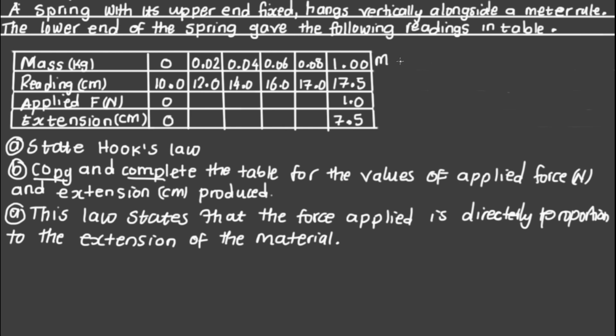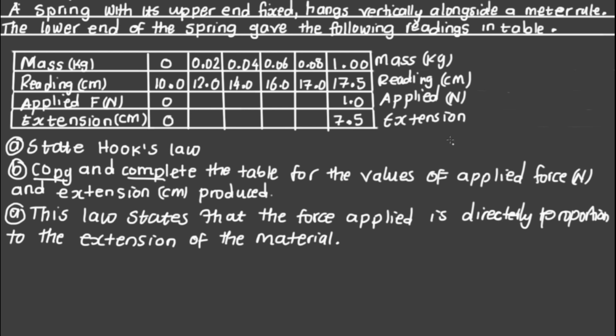We can see that this row represents mass in kg. Then the second one, we have the actual reading, which is given in centimeters. Then the third one will be the applied force. This is the force that is making the spring extend. It is in newtons. Then the fourth one will be the extension. The extension tells us the distance that the spring is extended by.